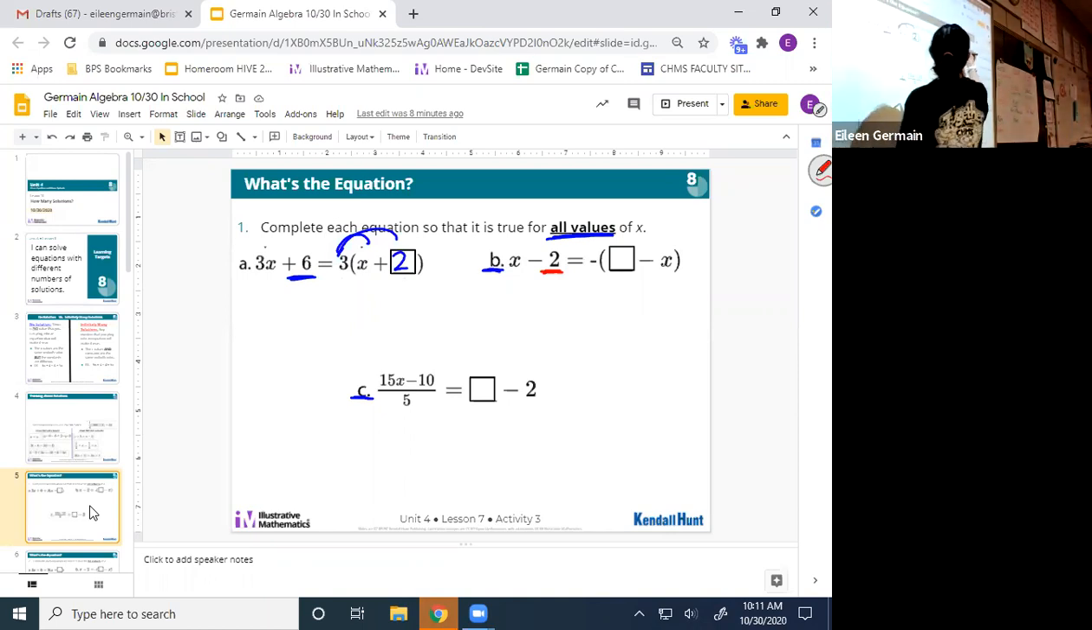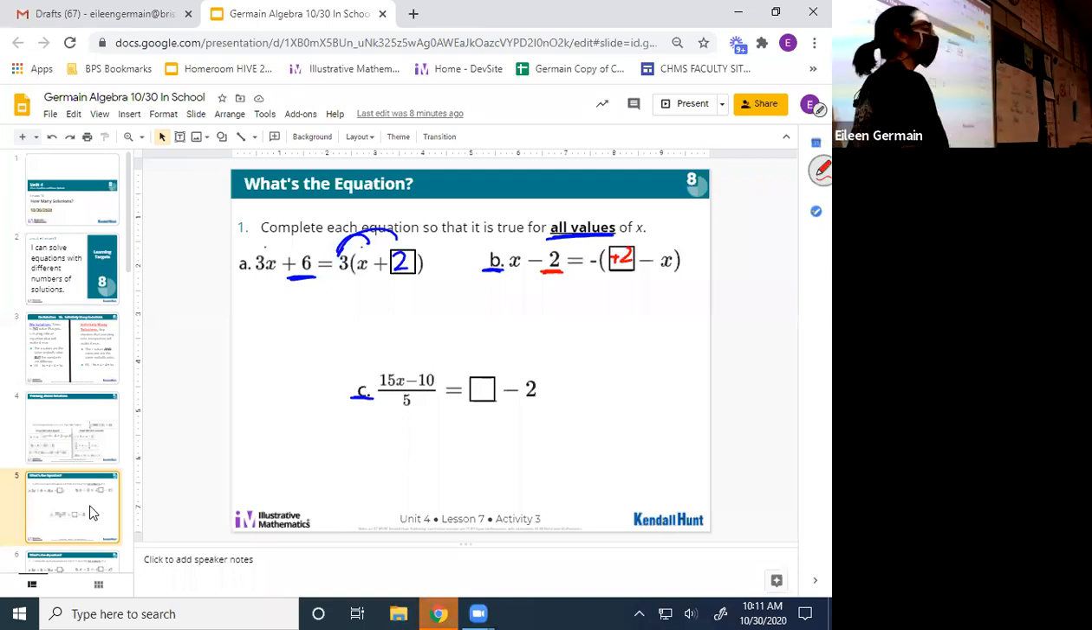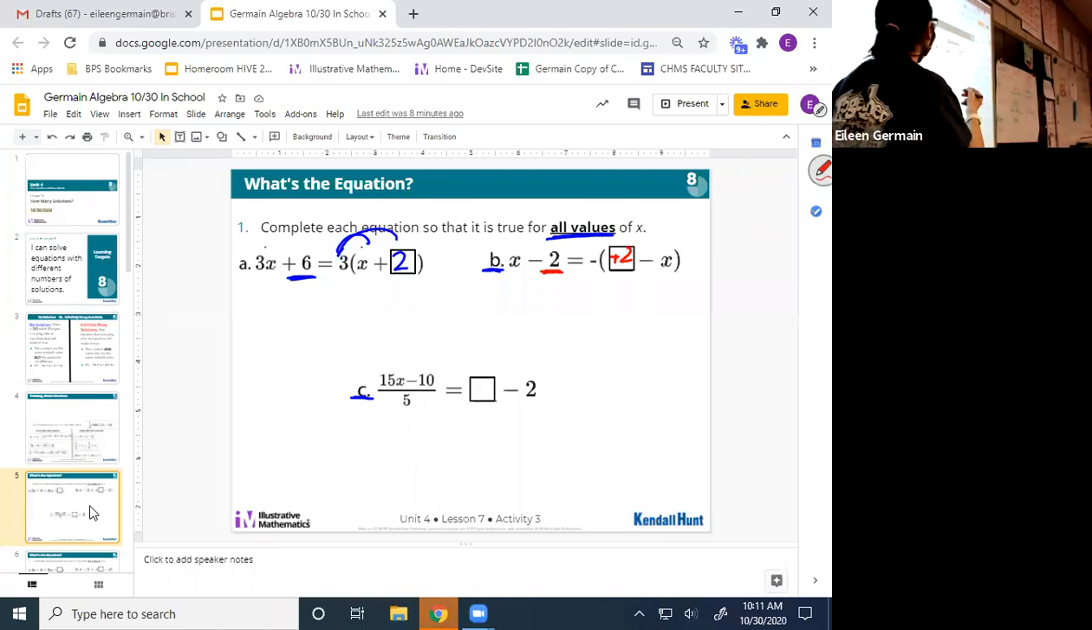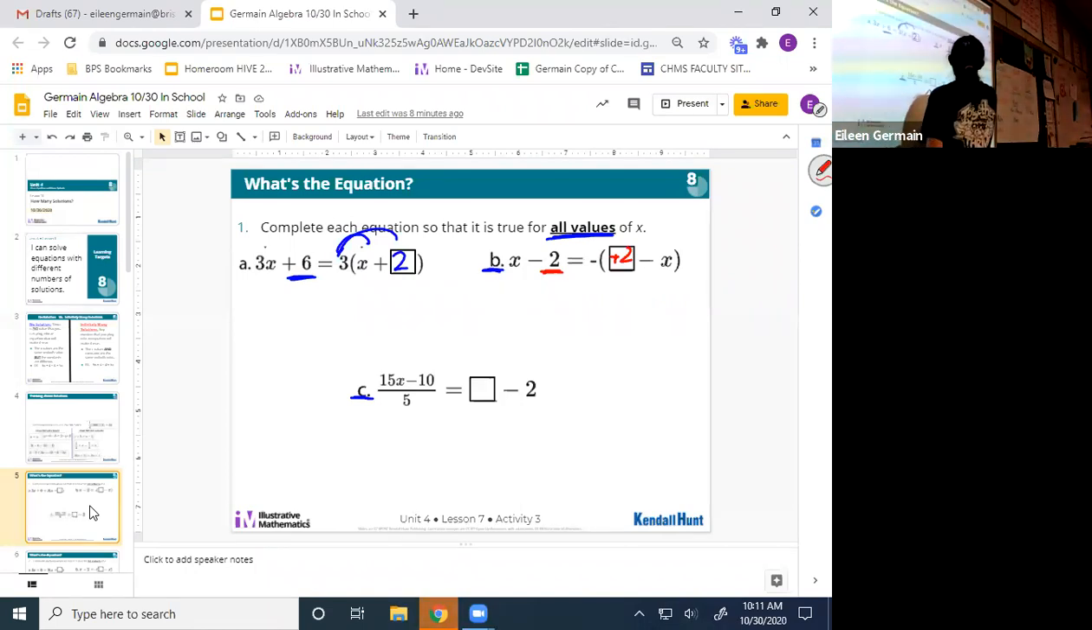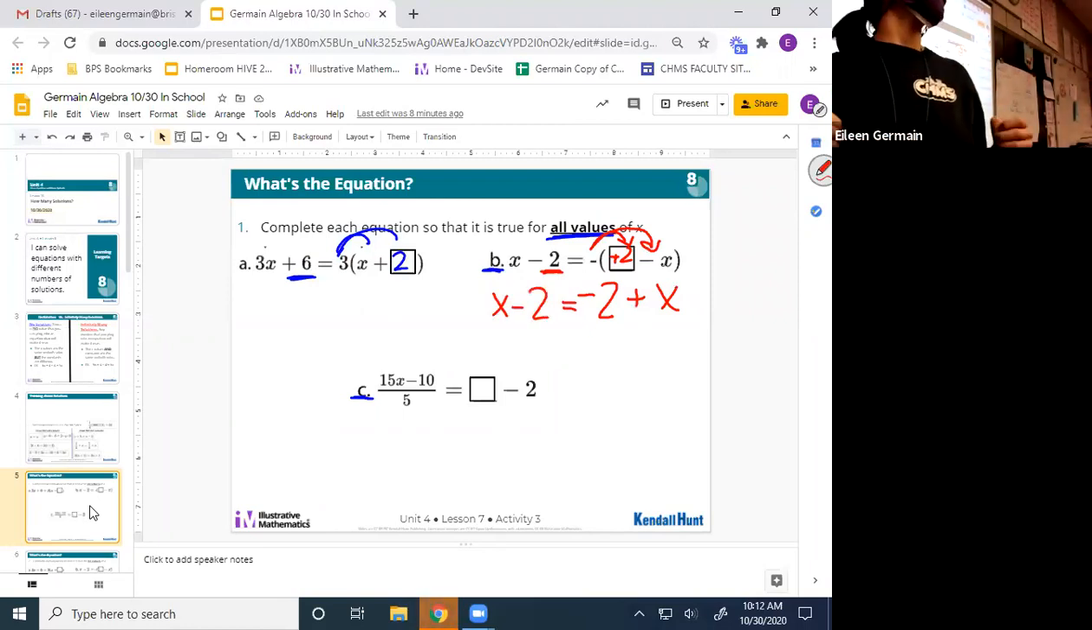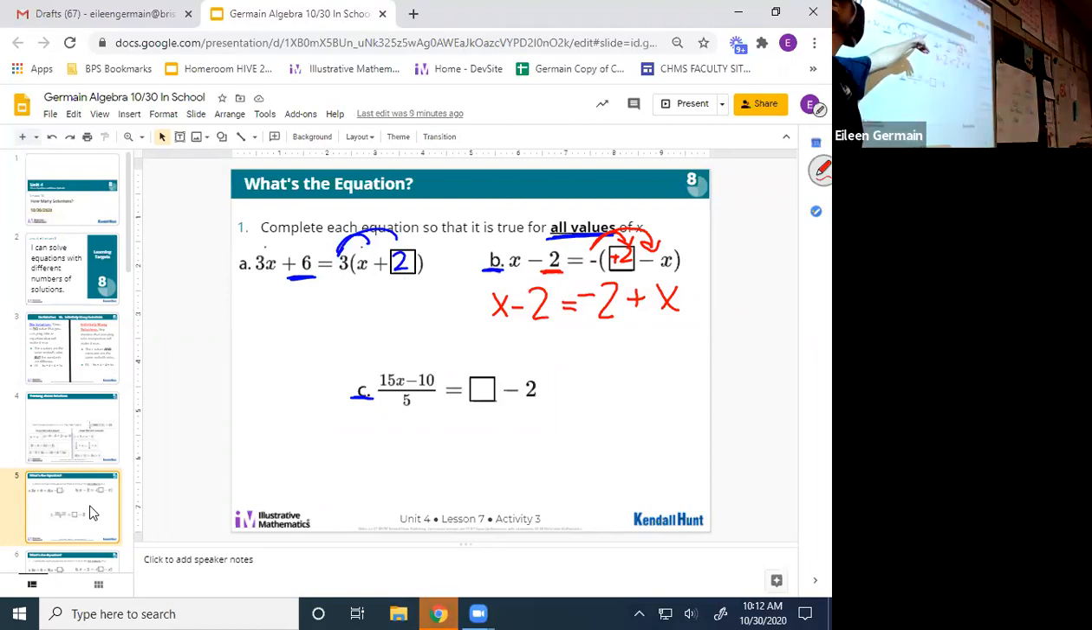A positive 2? What did you think, John? You would agree? Perfect, because if we multiply a negative times a positive 2, I'm going to get a negative 2. A negative times a negative x would get me a positive x, which is equal to x minus 2. Because when we're dealing with solutions that are true for all values, we need the constants and the variables to be equal on both sides.